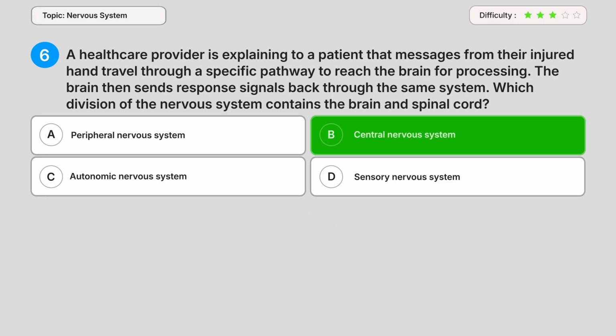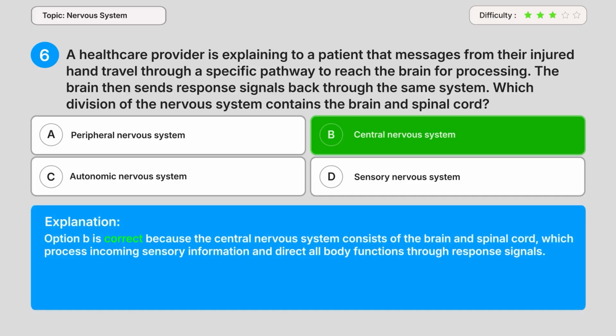Correct answer, B. Central nervous system. Explanation: option B is correct, because the central nervous system consists of the brain and spinal cord, which process incoming sensory information and direct all body functions through response signals.